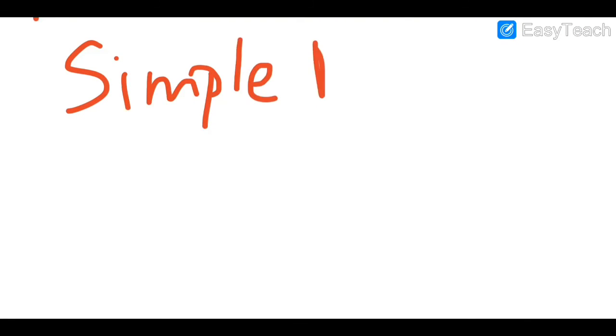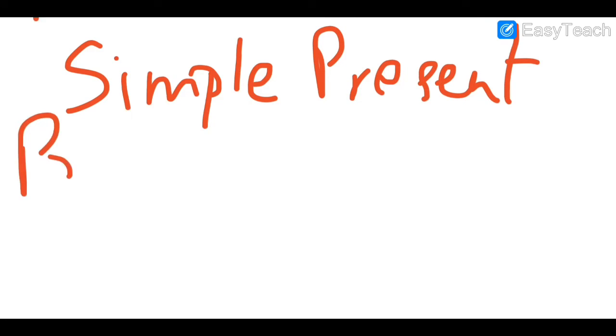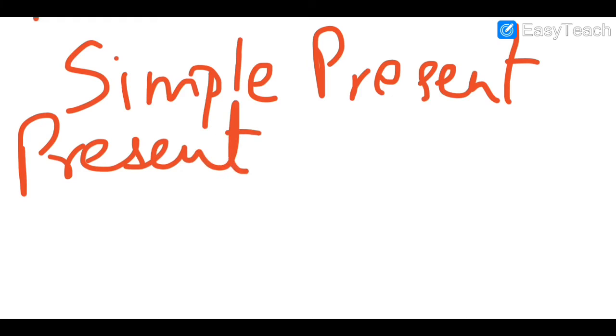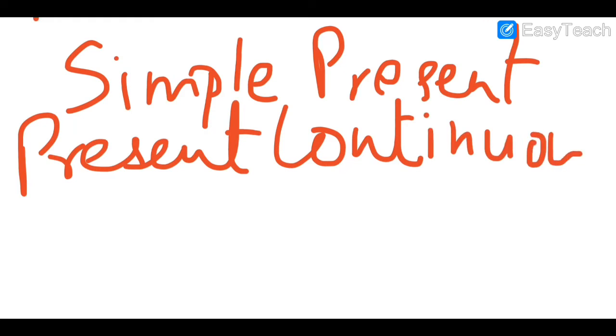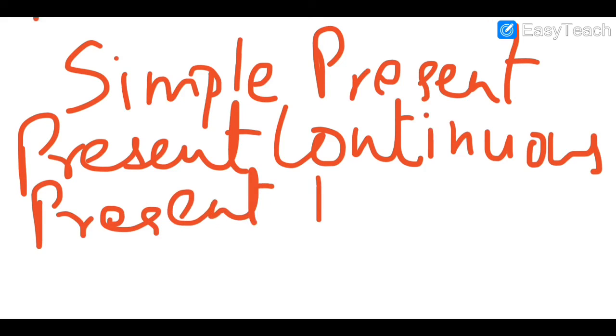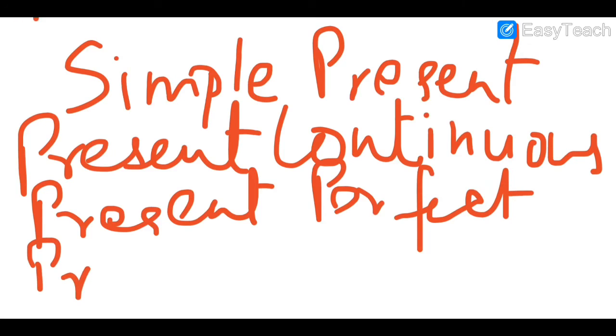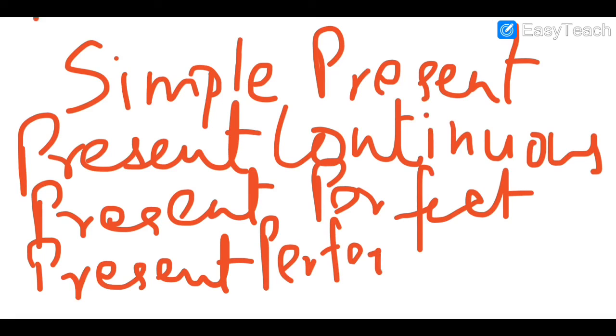So, how many present tenses do we have? Simple present, okay, this is the first format. Then we get present continuous, then you get present perfect. See, it's very easy. And its continuation, what do you make? Present perfect continuous.